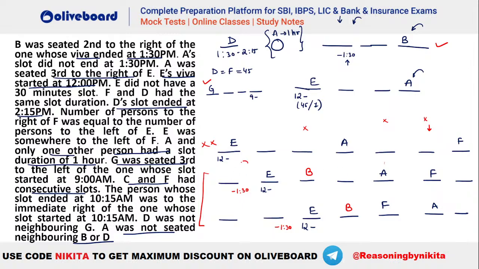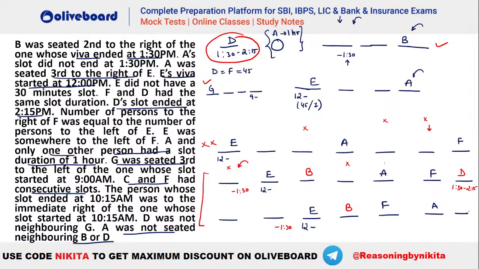D cannot be this person because D is the one who is starting at 1:30 and ending at 2:15. So D cannot be this person. Similarly, D cannot be this person. So the only possibility will be D here. And this is going to be 1:30 to 2:15. Isn't it? This is going to be your D here.